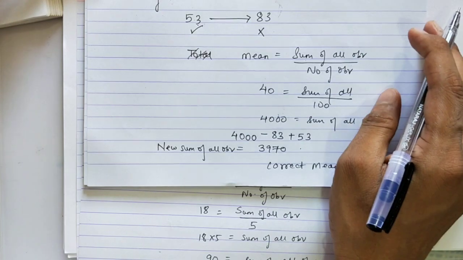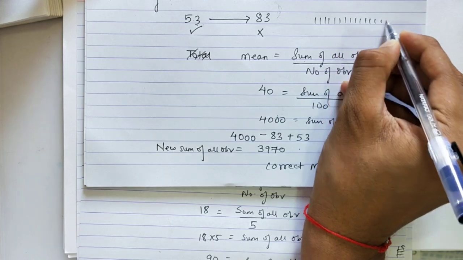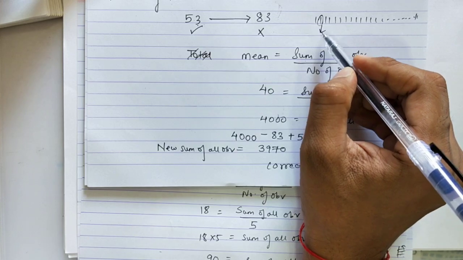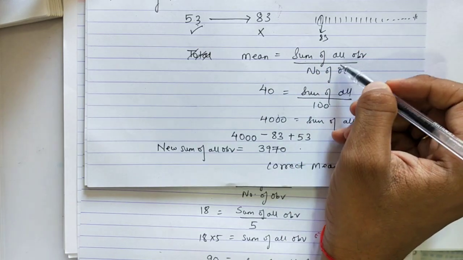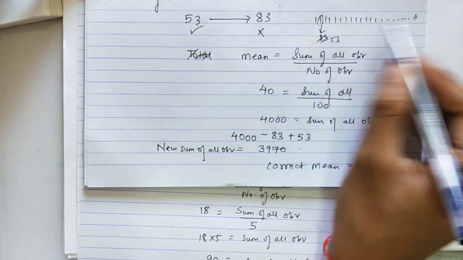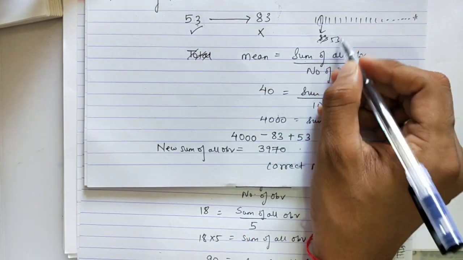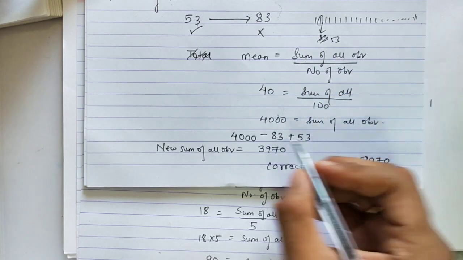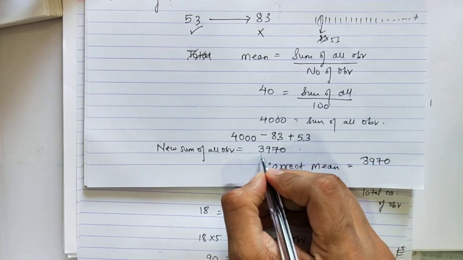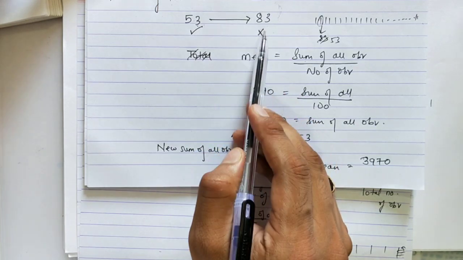Let me try to explain again. There are 100 numbers like this. Out of these, one number was mistakenly written as 83. 83 was wrong; it was actually 53. So we took it as 83 and solved the sum, and we got the mean as 40. But the actual value was 53. So what are we doing? We found the total. From that total we subtracted 83 and added 53, which was the right value. So we got the new total. Definitely the total will decrease because the value we took was a wrong, higher value.